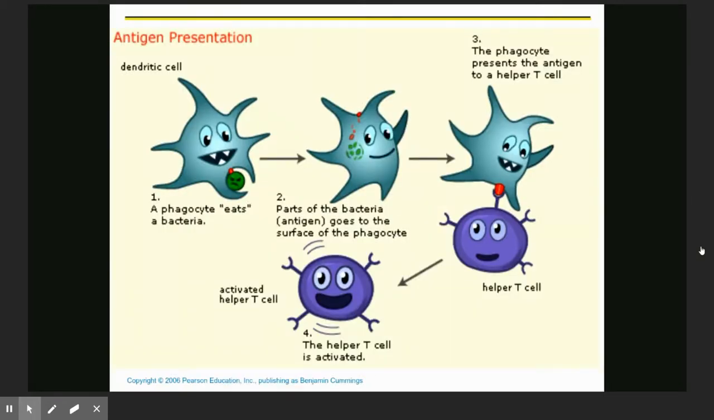So here's a little sort of summary cell of it. There's our antigen presenting cell. This one happens to be probably a macrophage, but it definitely is a phagocyte. It's going to eat it. It's going to process it. It's going to put it on the surface, and then it's going to go find a T cell. And once it finds the T cell, it is activated.